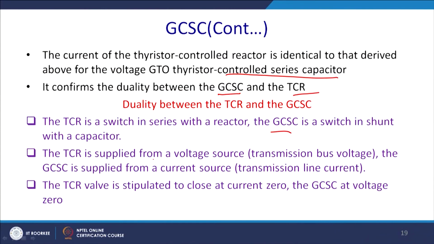TCR is supplied from the voltage source, the transmission bus voltage. The GCSC is supplied from a current source, the transmission line current, and TCR valve is separated to close at current 0 and it operates at voltage 0. So, GCSC at voltage 0. So, thus we conclude the GCSC.